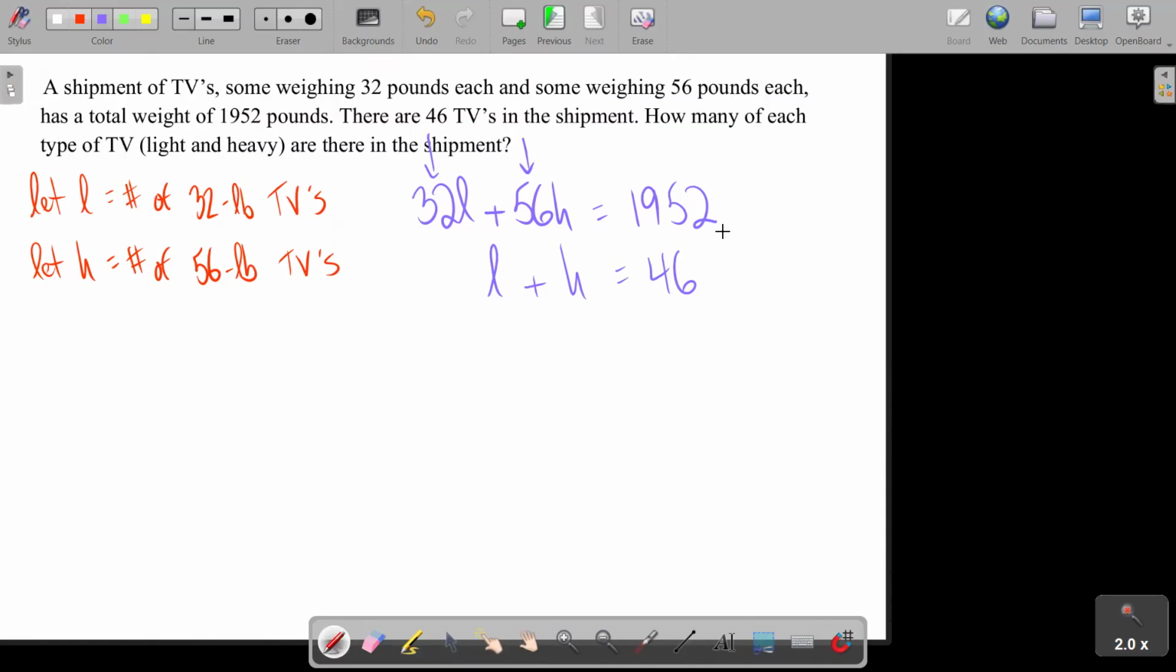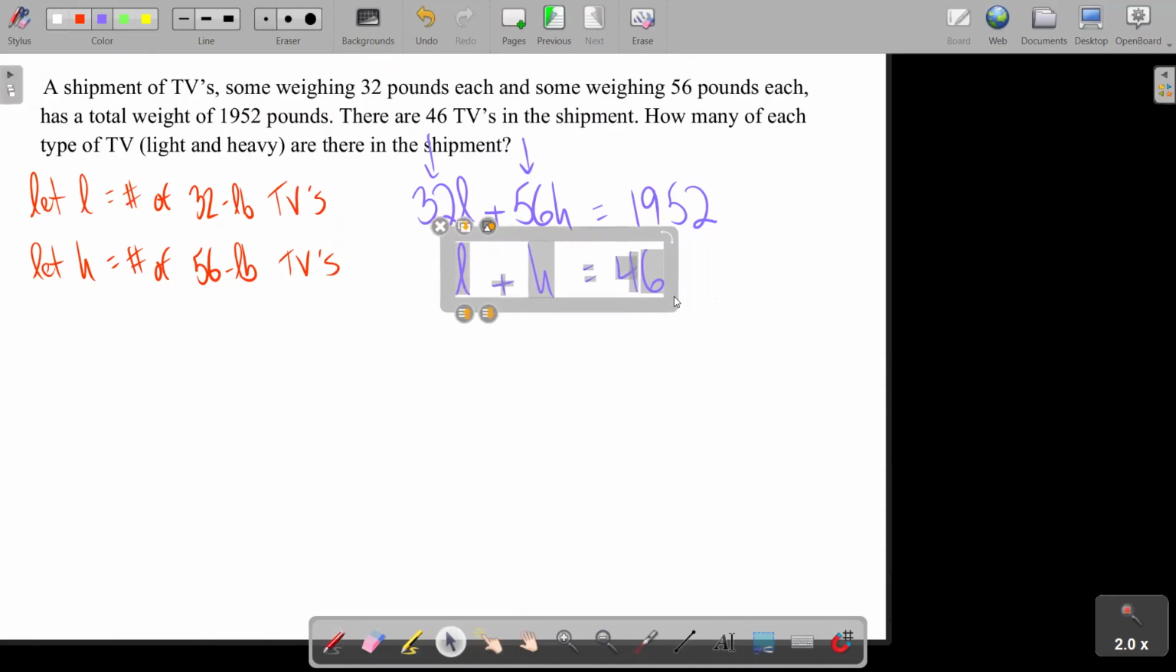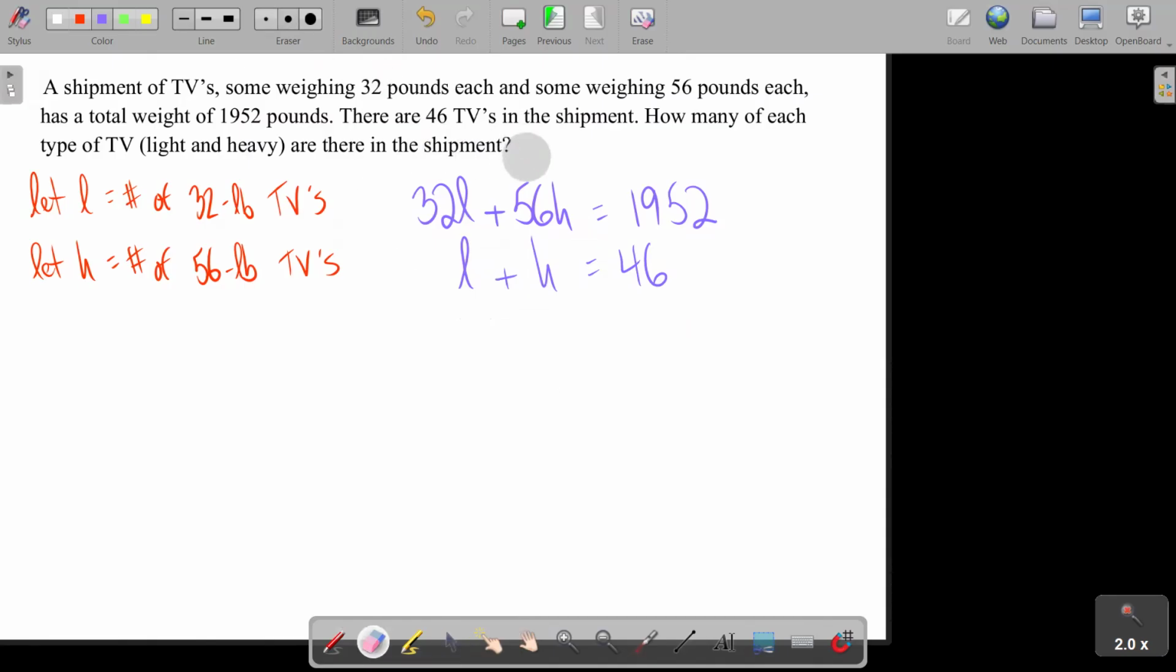So which method do you think we ought to use? You like elimination? I'm good with that. Which variable do you want to eliminate? I heard L first, so I'm going to go with L. And the thing about the L's is if I'm going to eliminate them, then I want to change the one on the bottom to say negative 32L. So we're just going to multiply the whole bottom equation by negative 32. The top equation is going to stay the same.